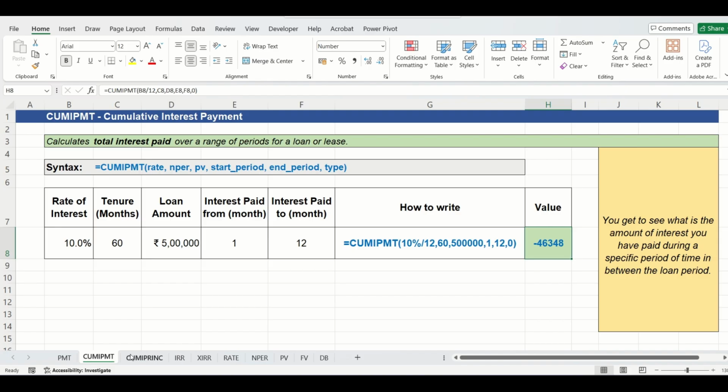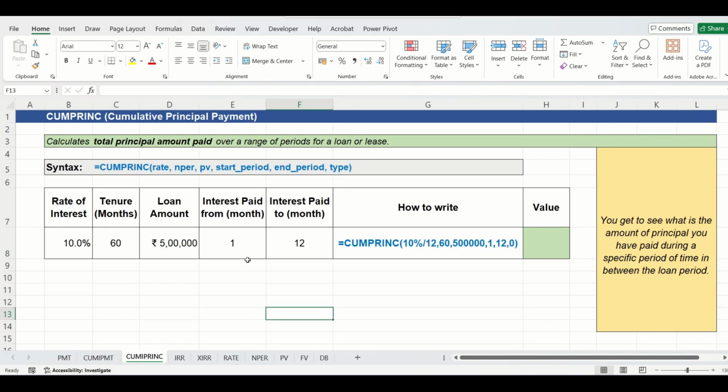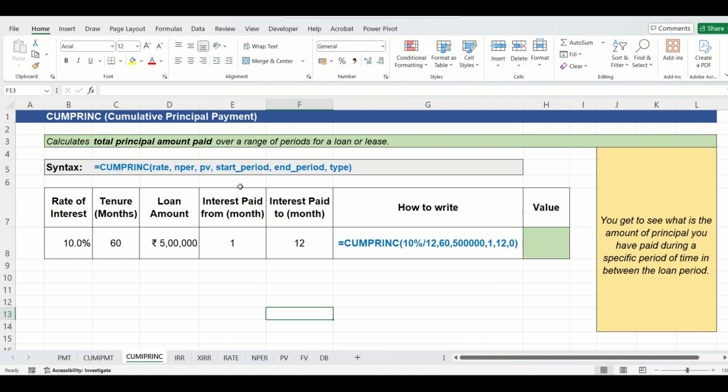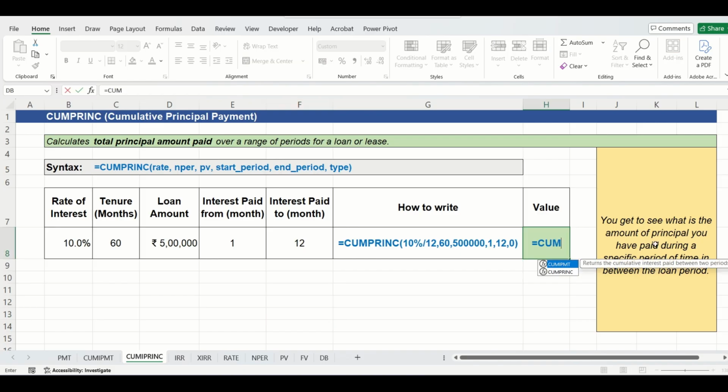Okay, so let's move to the third financial function, which is CUMPRINC, which is cumulative principal payment. It is more or less similar to the earlier one, that is CUMIPMT, but that was for the interest payment, and this one is for the principal amount paid over a range of periods for a loan or lease.